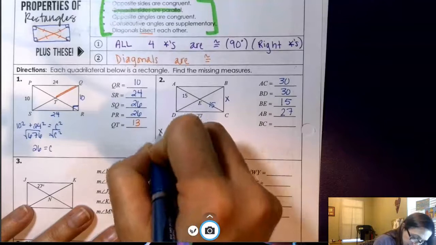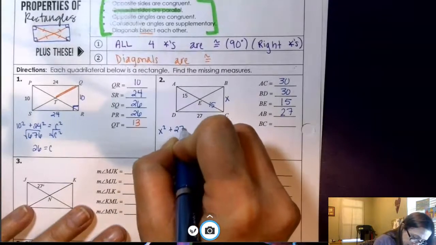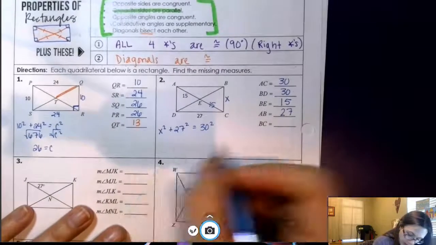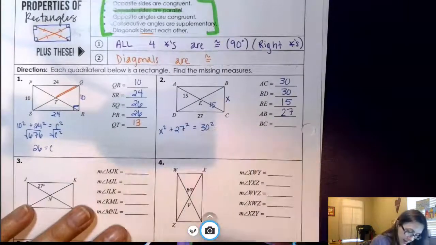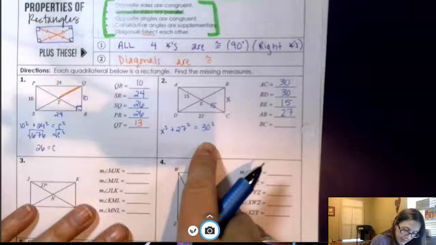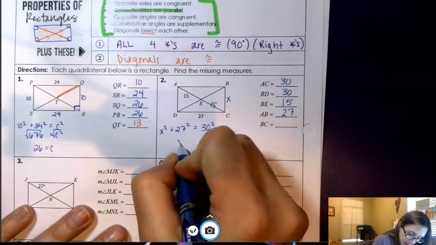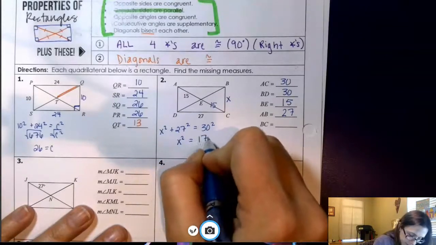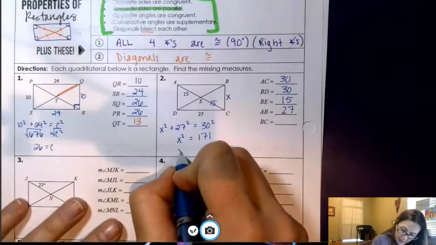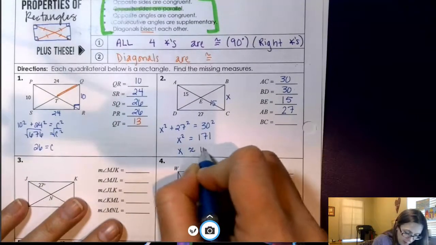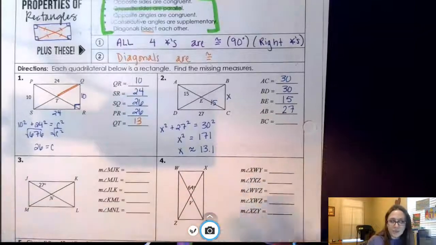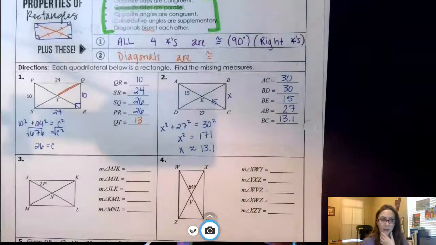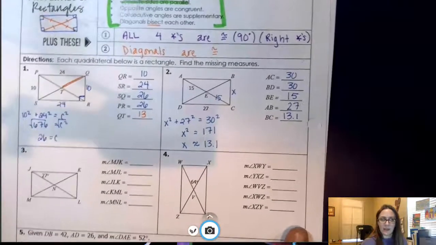I have x squared plus 27 squared equals 30 squared. I use my calculator. 30 squared is 900 minus 27 squared. I end up with x squared equals 171. And when I square root this, I get x is approximately 13.1. I usually go to 1 decimal in these cases. Depending on what Alex asks you to do in your homework and things like that, you can do it different ways.